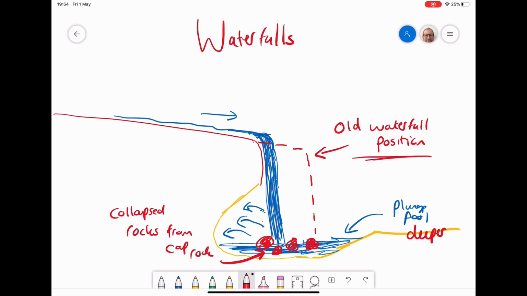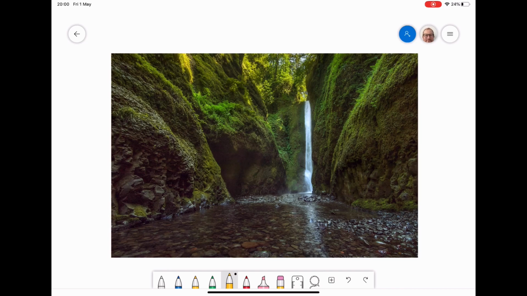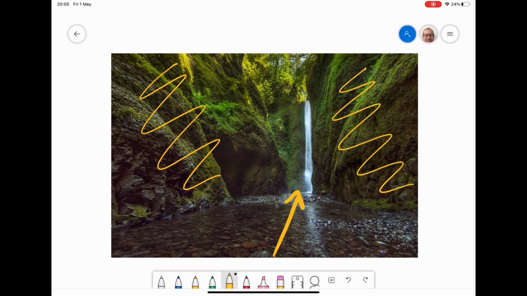So over time, this undercutting process continues, and over 1,000 years the waterfall will retreat up towards the source over many, many years. As a waterfall retreats back towards the source, with this process of undercutting and collapse, followed by more undercutting and collapse, it leaves these really steep sides either side of the waterfall, and this is known as a gorge.